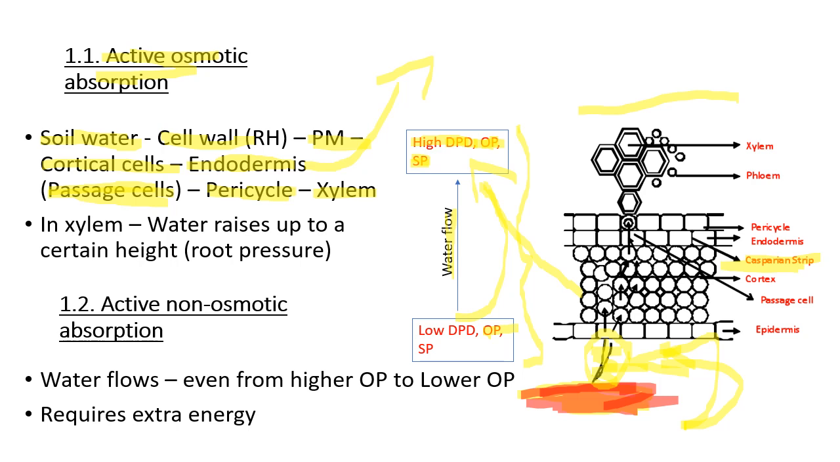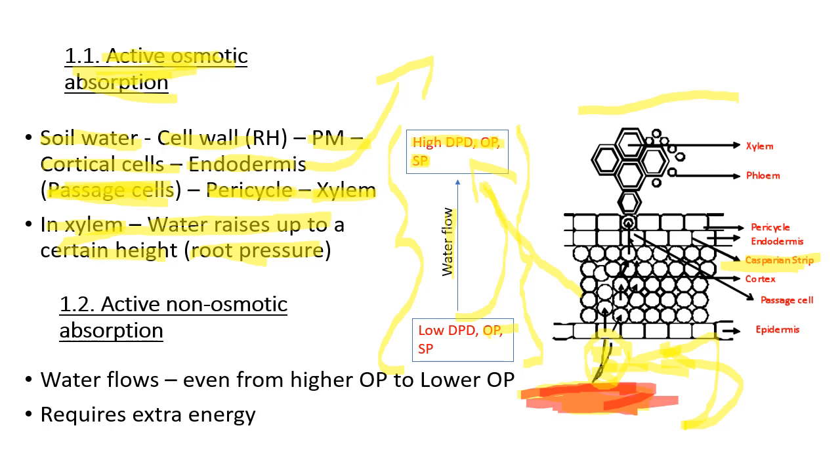So by this same mechanism, the water moves from cortical cells to the endodermis, to the passage cells, and from that passage cell to the pericycle and to the xylem. This same osmotic pressure gradient is maintained. Once the water reaches the xylem, the water rises up to a certain height due to the root pressure. The root pressure occurs due to the surface tension prevailing between the water and the surface of the xylem. So that's all about the active osmotic absorption.